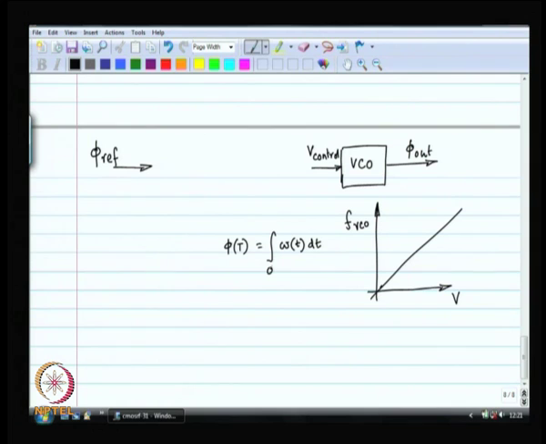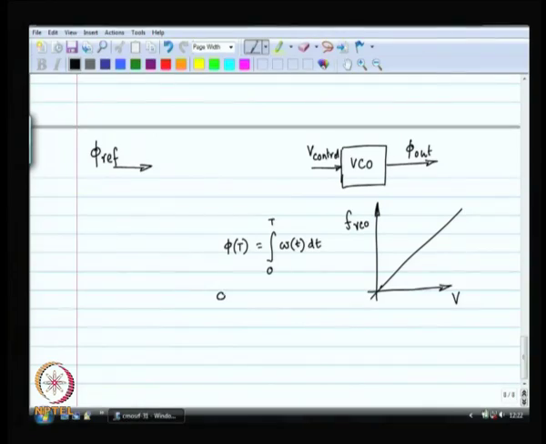It is not difficult to understand that the phase is the integral of the frequency. The phase at a time capital T is equal to the integral of the angular frequency starting from 0, let us say the phase at time t equal to 0 is 0, to the current point of time, that is the phase, which means that phi of s is going to look like this.